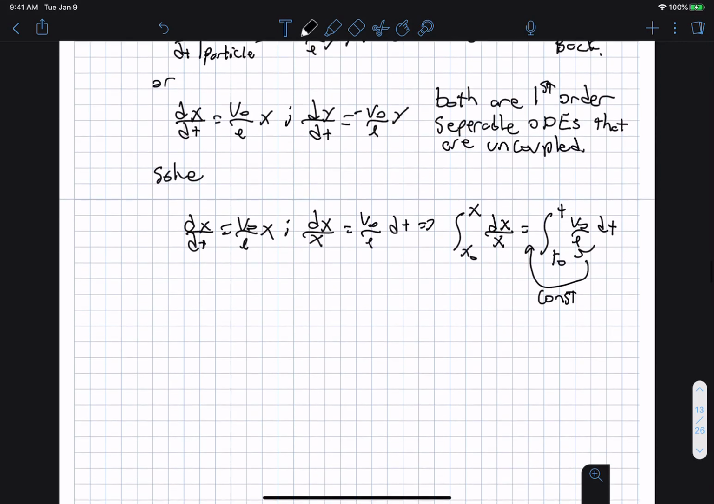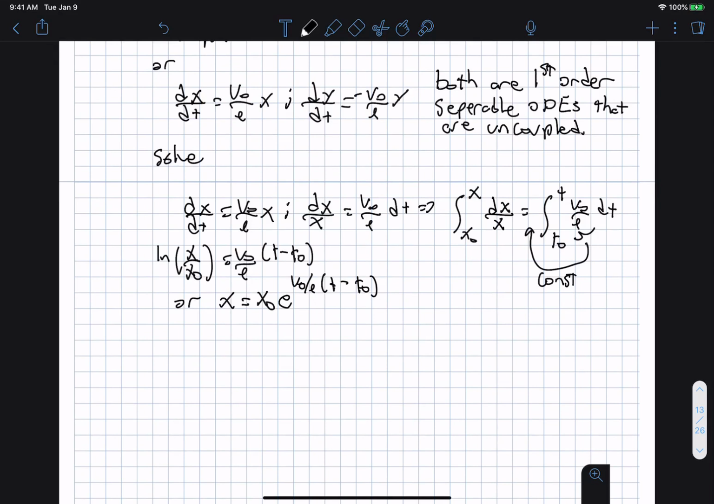Okay, and we do this integral. It's fairly straightforward. And we have ln of x over x naught equals v naught over L times t minus t naught, or x equals x naught e to the v naught over L times t minus t naught. Okay, and we would get the exact same result the standard way.